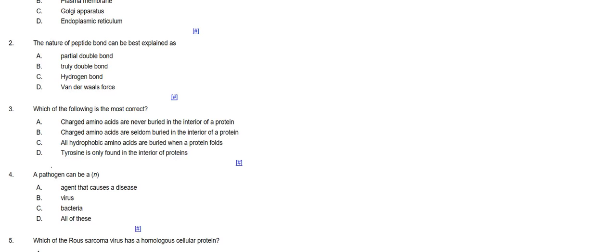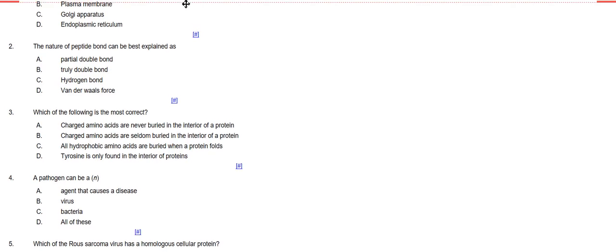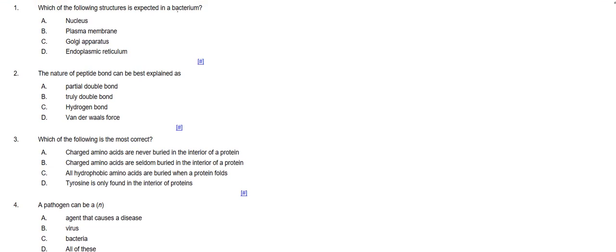Now, so let's start again. Which of the following structure is expected in a bacterium? So, which of the following structure is expected in a bacterium? So, this will be plasma membrane. Okay, in a bacterium, we cannot expect the organelles to be present, and the nucleus is also not a true nucleus, so we can expect the plasma membrane is present.